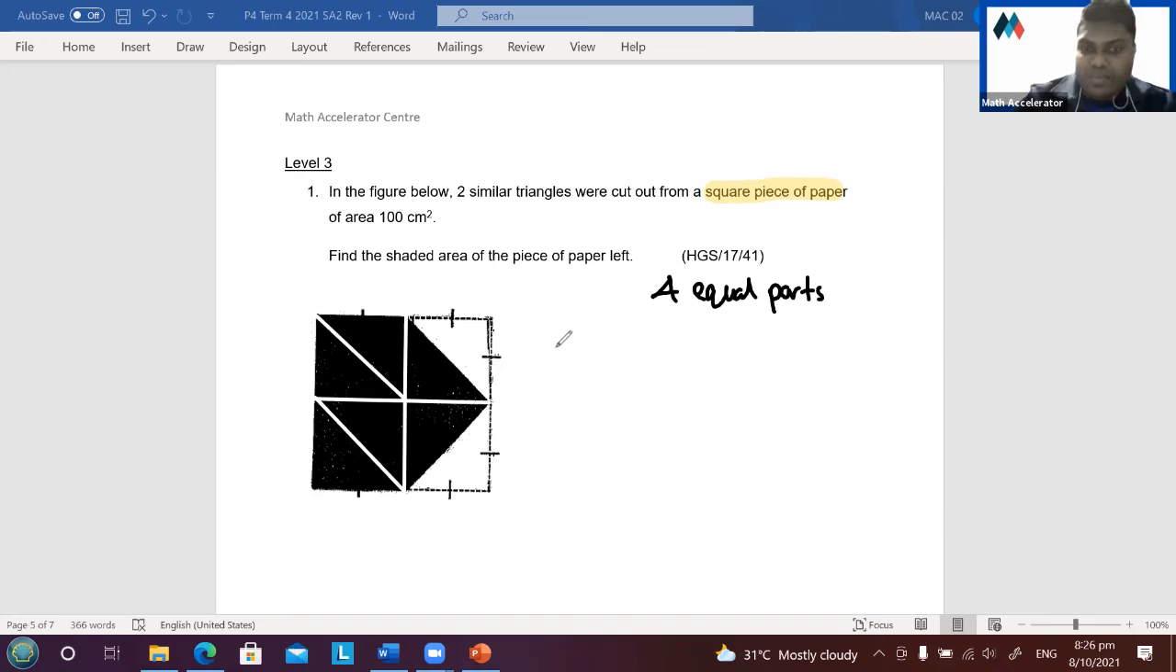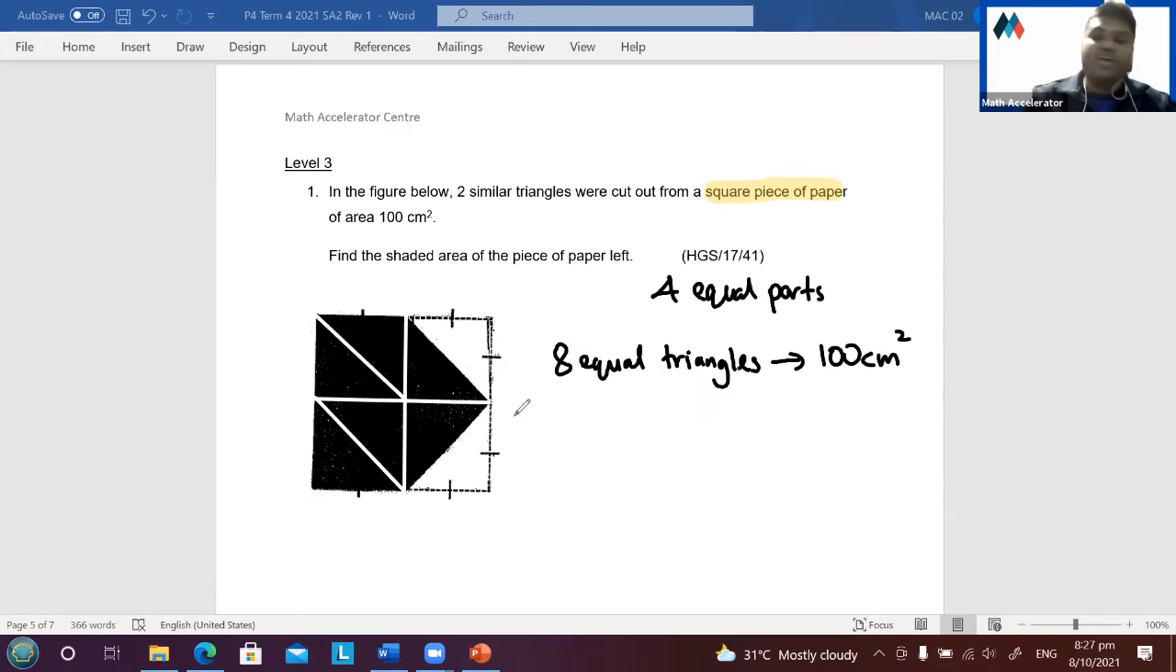Okay, so can you write down 8 equal triangles? Okay, can you type in the chat? These 8 equal triangles, what is the area? Good. It comprises the whole square, which is 100 cm squared.